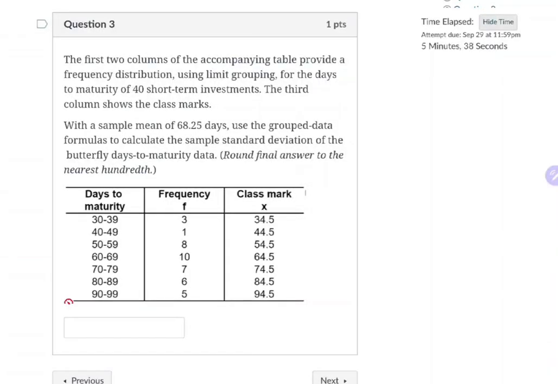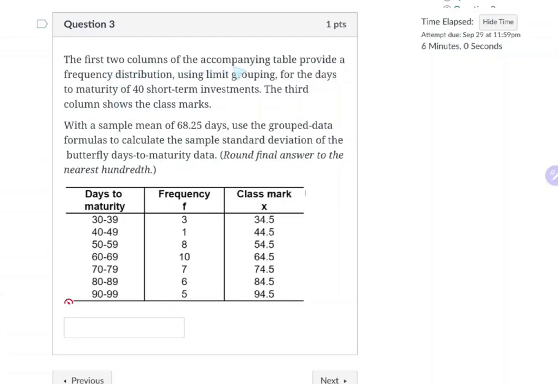Hello everyone. I'm putting this recording together to give you some directions on how to solve this particular homework problem in chapter 5. This is on finding the standard deviation from a grouped interval frequency table. So let me just go through the question first.